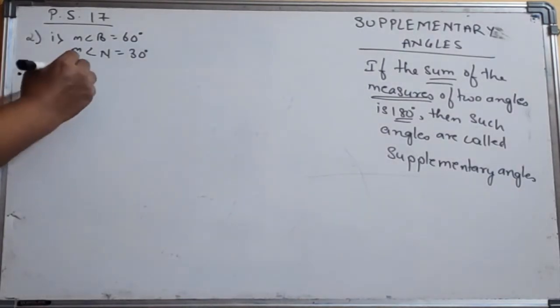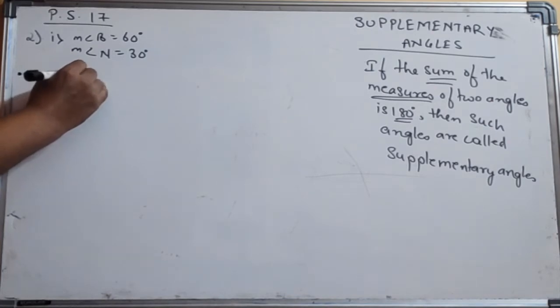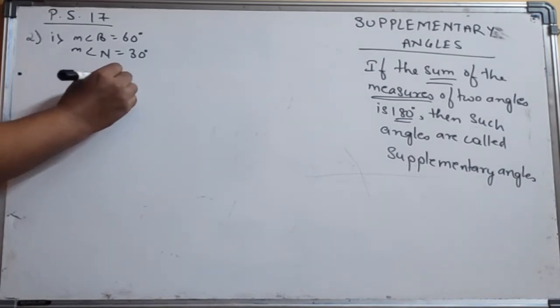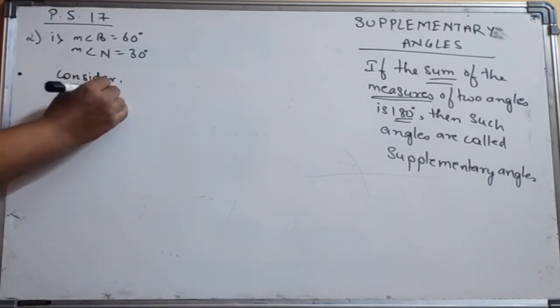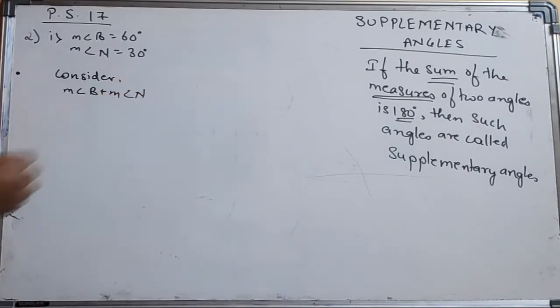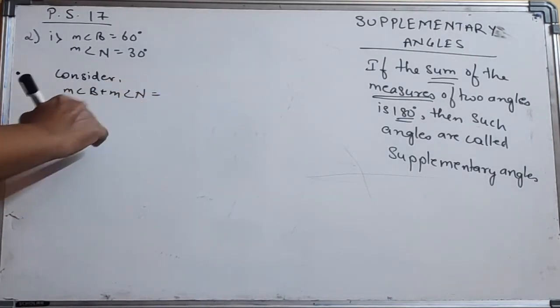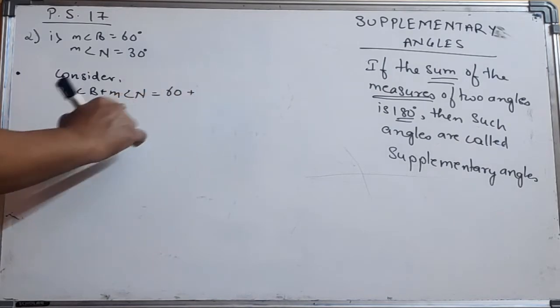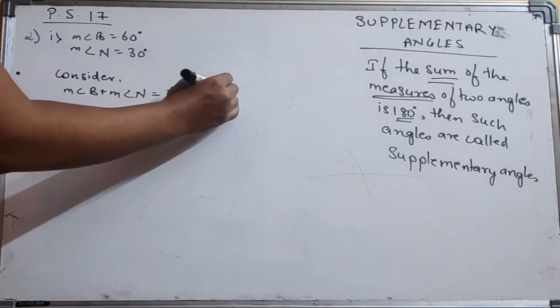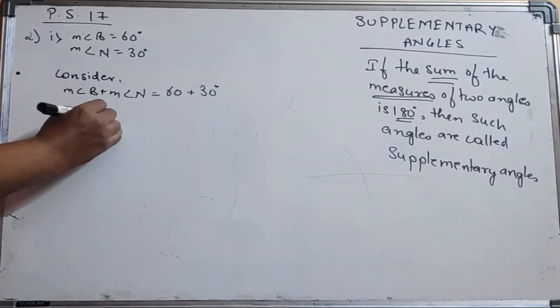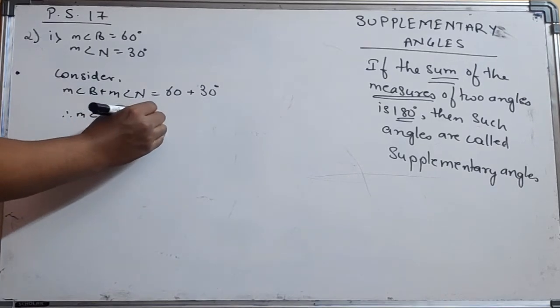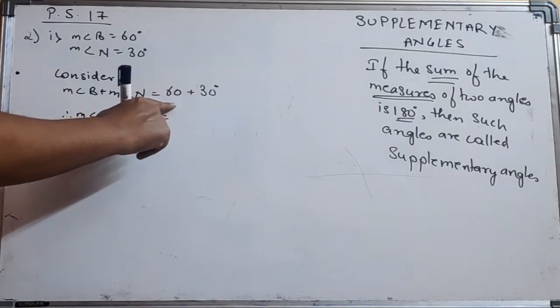So what we are going to do, we are going to consider measure of angle B plus measure of angle N. So what is measure of angle B? 60 degree. What is measure of angle N? 30 degree. Therefore, measure of angle B plus measure of angle N, how much is the total?